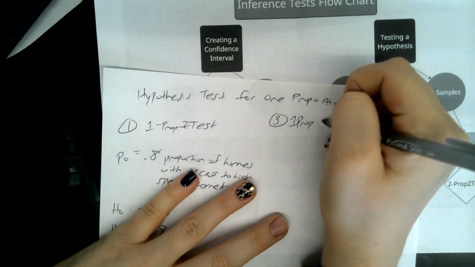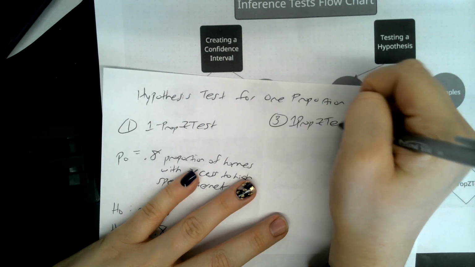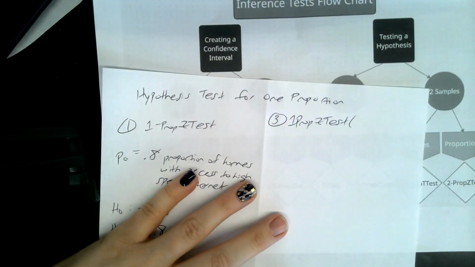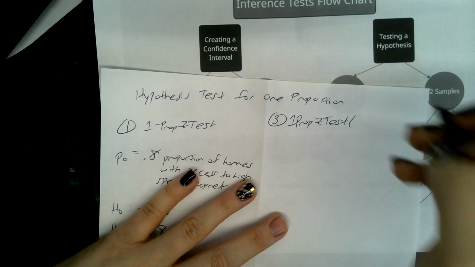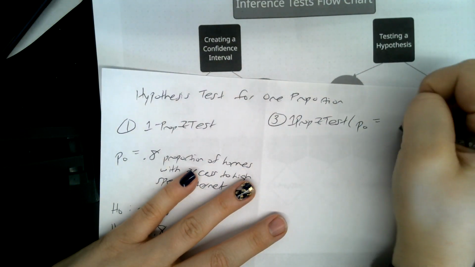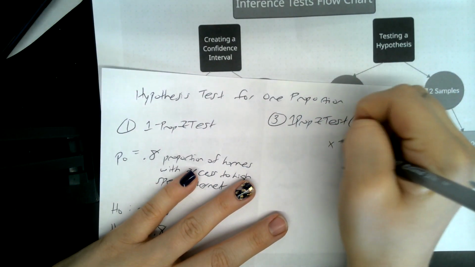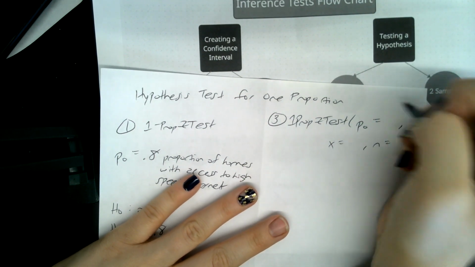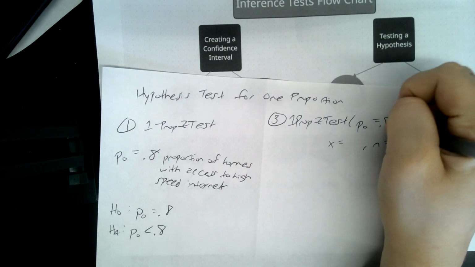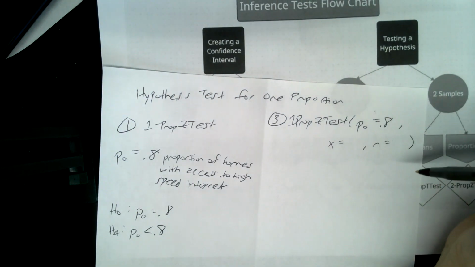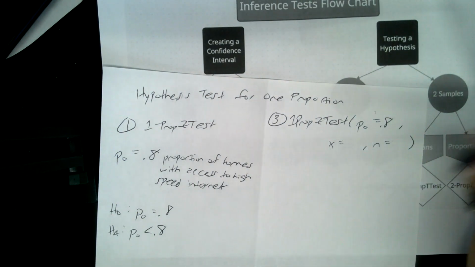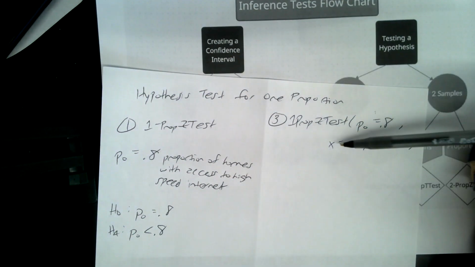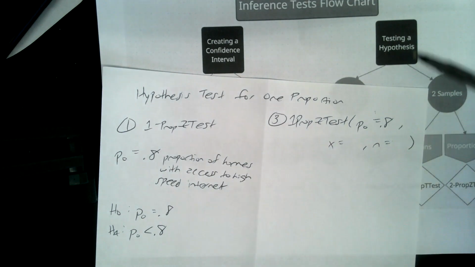It's a one proportion, one prop, z test. And we're going to tell the AP graders what we put in our calculator. It's going to ask us for the P naught, the X, and the N. P naught we already found in box 1 is going to be 0.8. X and N is going to be when we go out into that real world and take the sample to see what's really going on. That'll be the number of successes in that sample and the sample size.